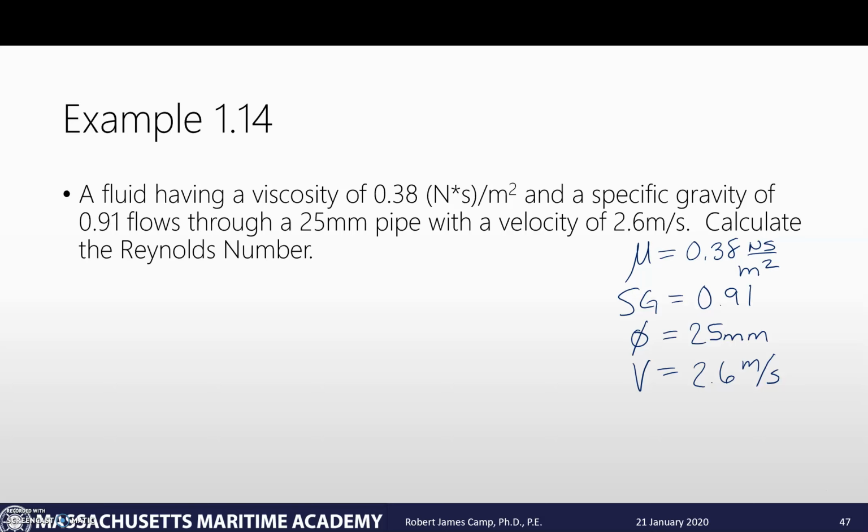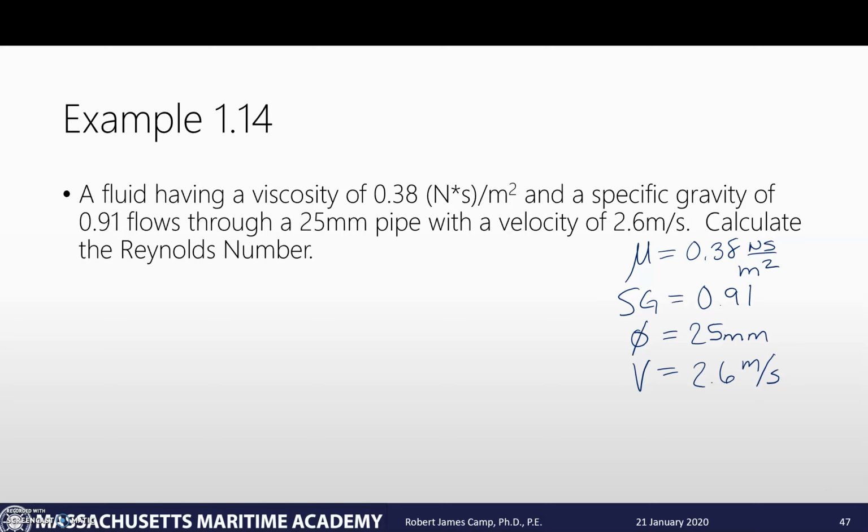Okay, let's solve a problem using Reynolds number. So we have a fluid that has a viscosity of 0.38 newton seconds per meter squared, specific gravity of 0.91. It's going through a 25 millimeter pipe. It's got a velocity of 2.6 meters per second, so we need to calculate out the Reynolds number.